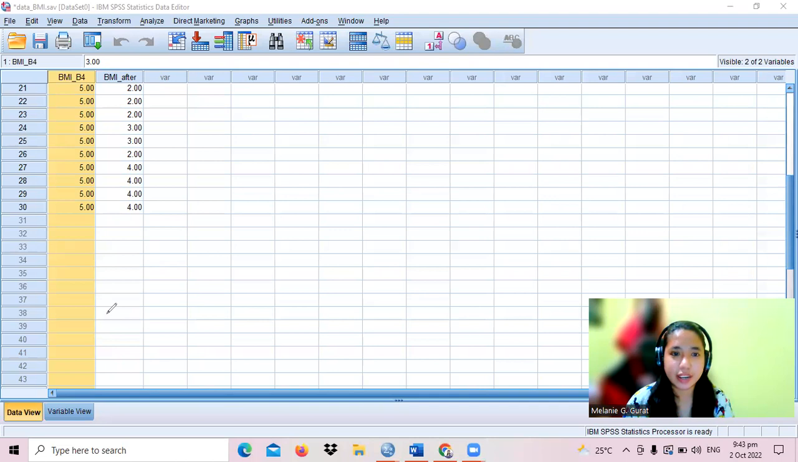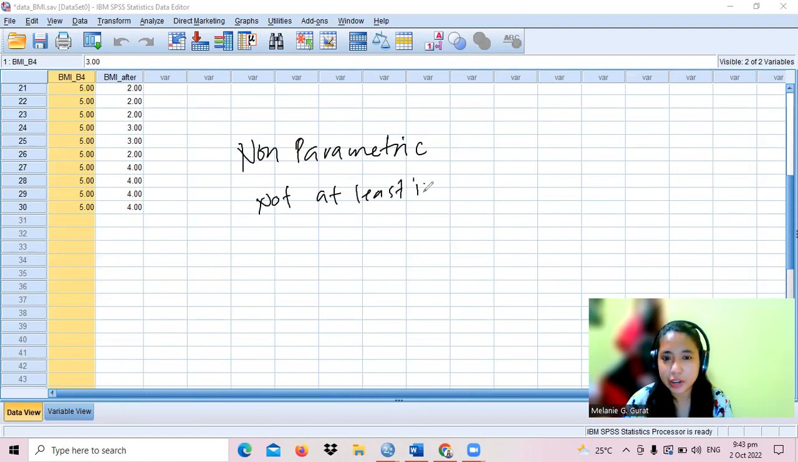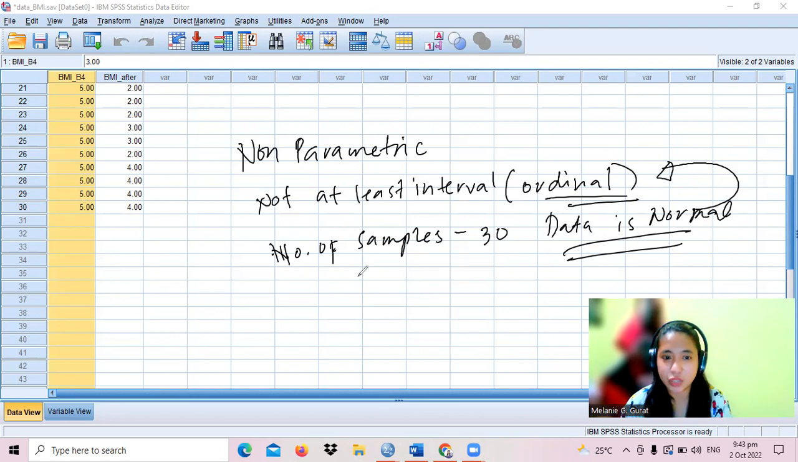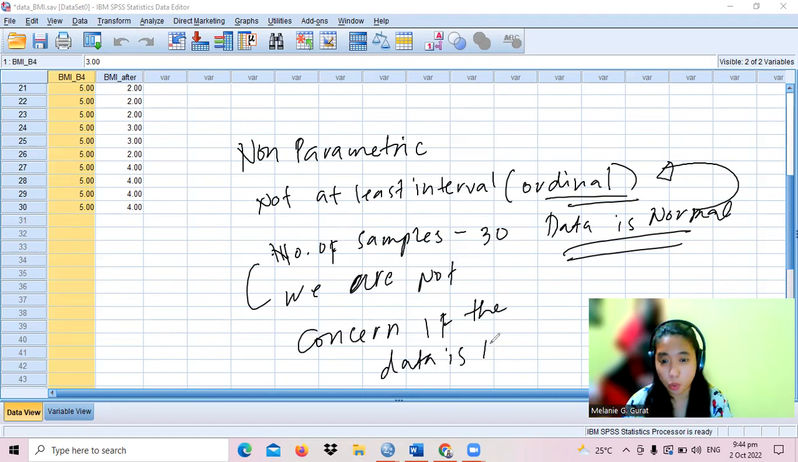Let's emphasize it here. Let me reiterate that a non-parametric test will be used because our data is not at least interval. Particularly, our data is ordinal. Even if the sample size is 30, this does not mean that the data is normal. Going back here, our data is ordinal, so we are not concerned if the data is normal or not.